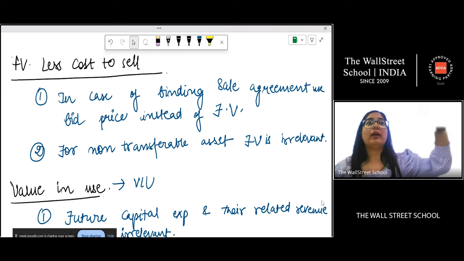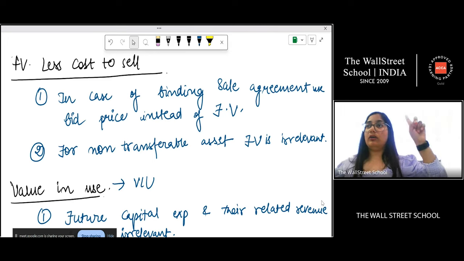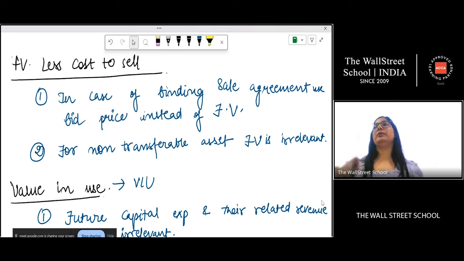Then if there's any indicator of impairment, there are two options that we have. Either we use fair value less cost to sell, that means get rid of that asset, or use value in use, whichever is higher. So let's take an example over here. Since I've already agreed to you, I'll not be calculating fair value less cost to sell. The bid price, that is the price that I've agreed with you, will be the price that I'll be recording. And with that, I'll be comparing my value in use. Okay. Is it clear?